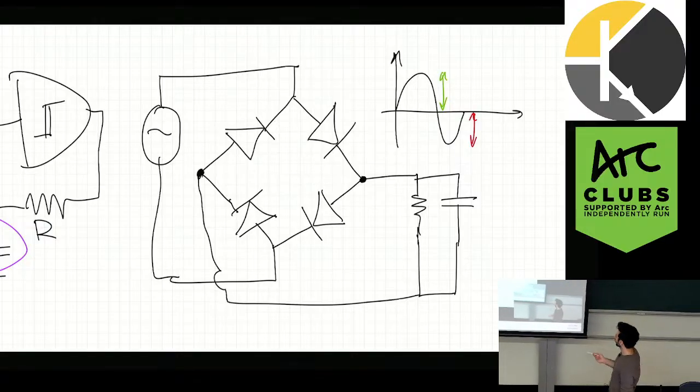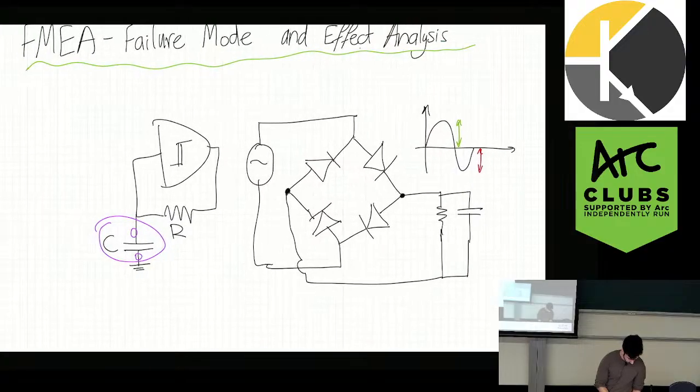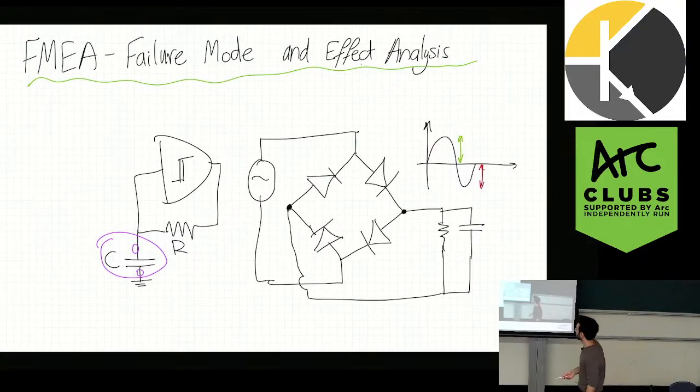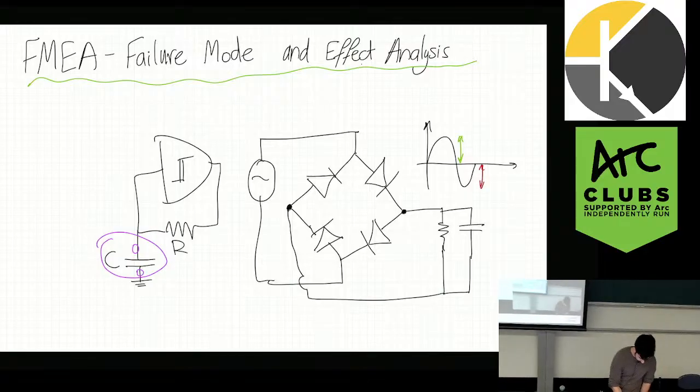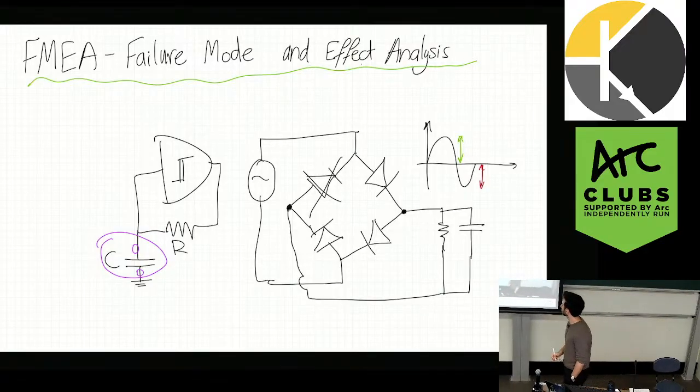Now, a question might be, in terms of failure mode and effect analysis, what happens if one of these diodes goes wrong? What would happen? Would it stop working? So what if this diode stopped working? Would it work?